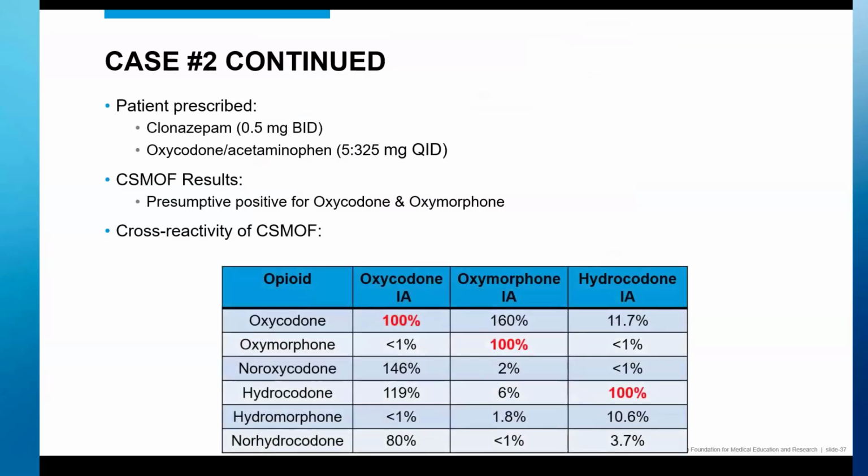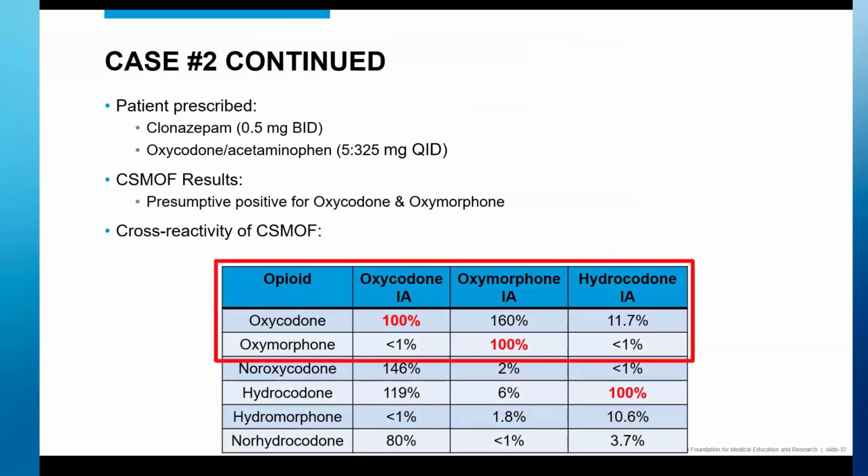If we look at a cross-reactivity table for these, we'll see that in the case of oxycodone, a patient who's taking oxycodone has 100% cross-reactivity, obviously, with the oxycodone spot, because that's what we calibrate that spot with at that cutoff or detection limit. But you'll see that oxycodone also has cross-reactivity, 160%, at the oxymorphone spot, okay?